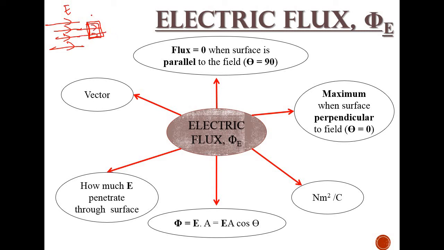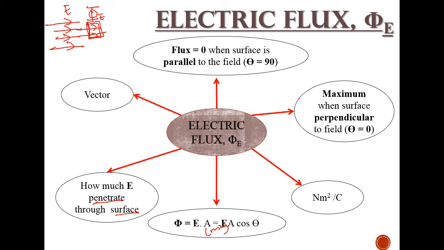Those electric field lines that penetrate through this hole or this surface are called electric flux, where we will use this symbol. So electric flux is how much E penetrates through a surface. The formula is EA or EA cos theta. E is electric field, A is the surface area, in meter squared.